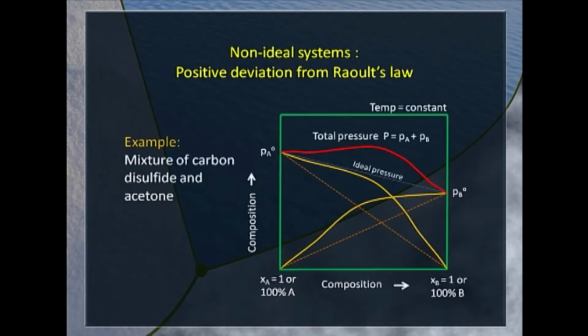Now, look at the total pressure. The total pressure, which is the sum of the partial vapor pressures of the two components, shows a maximum. And the example that we have here is the mixture of carbon disulfide and acetone, which shows a vapor pressure maximum.